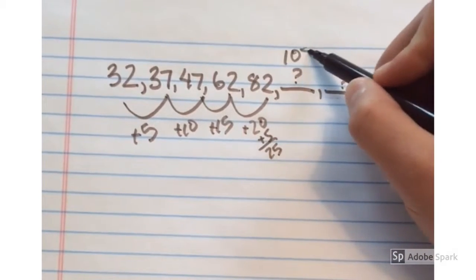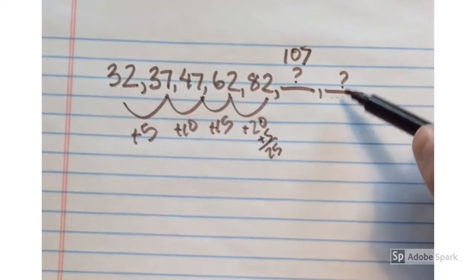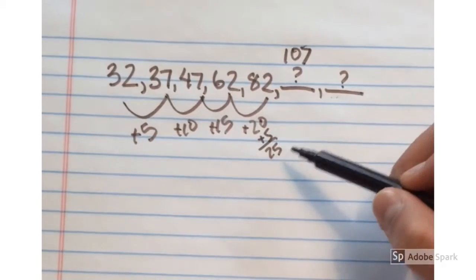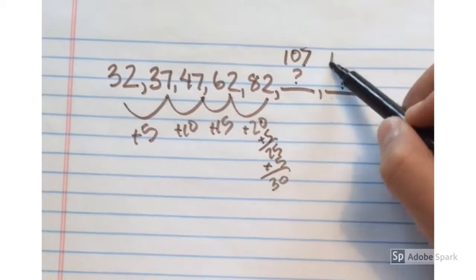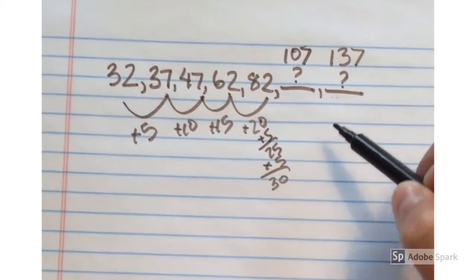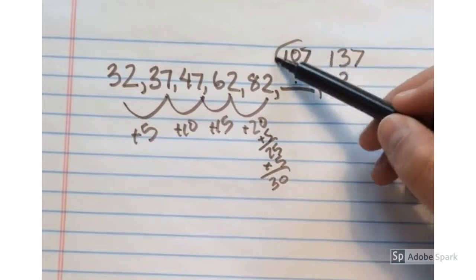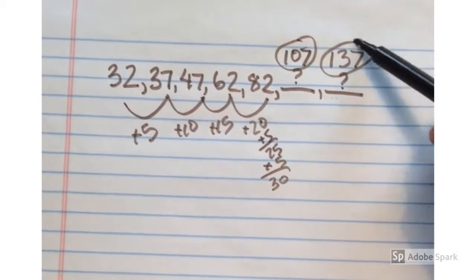Now we do the same thing to find the number after 107. 25 plus 5 equals 30, and 30 plus 107 equals 137. So, the next two numbers of this number sequence are 107 and 137.